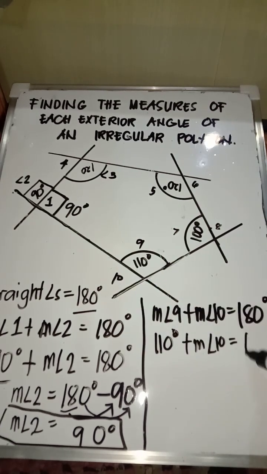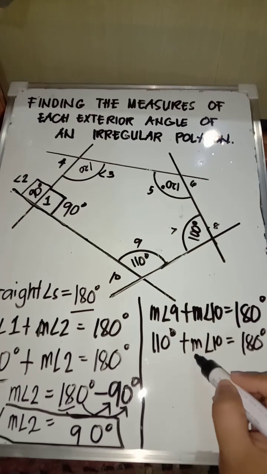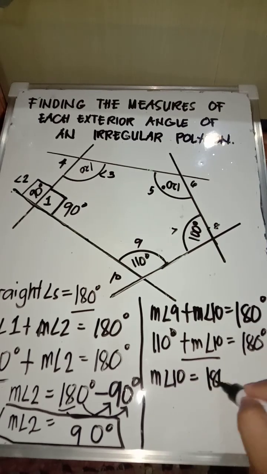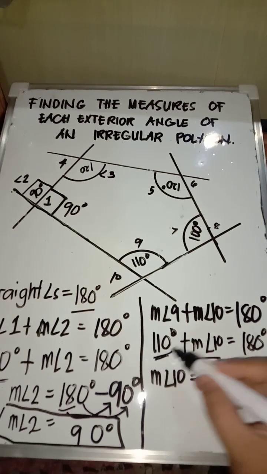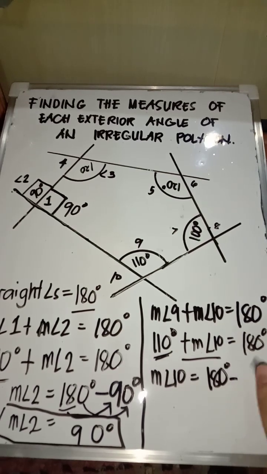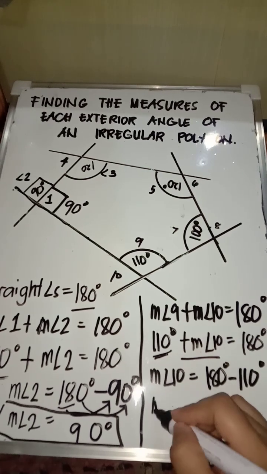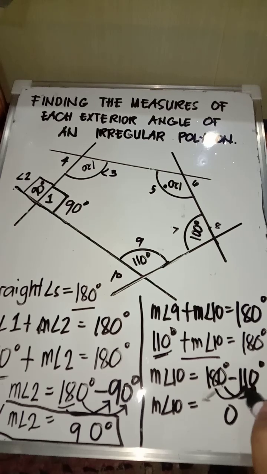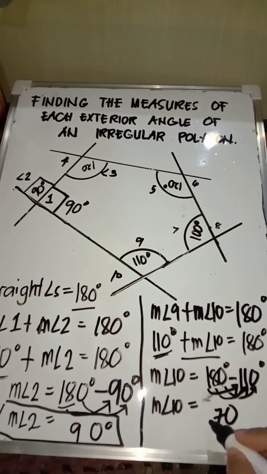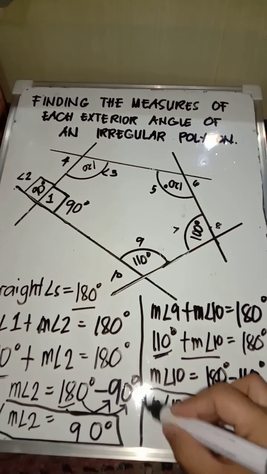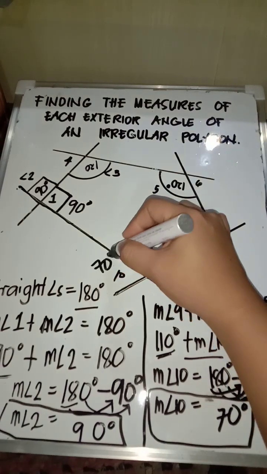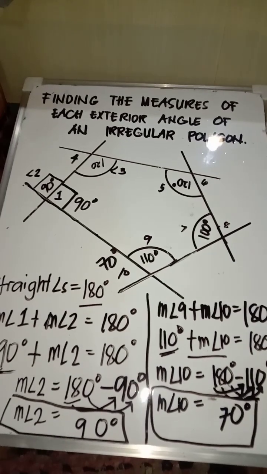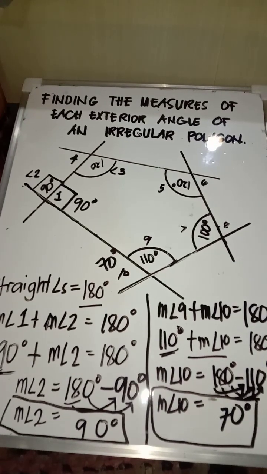So copy your 180. The unknown is angle 10, so remain angle 10 there, then copy the 180 degrees. Then transfer this 110 to the right side, which becomes negative. So the measure of angle 10 is 180 minus 110. 0 minus 0 is 0, 8 minus 1 is 7, and 1 minus 1 is 0. Therefore, angle 10 is 70 degrees. Adding 110 and 70, of course, gives 180. That is how we solve for each exterior angle of an irregular polygon.